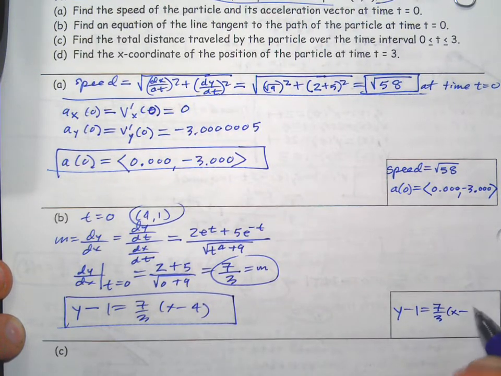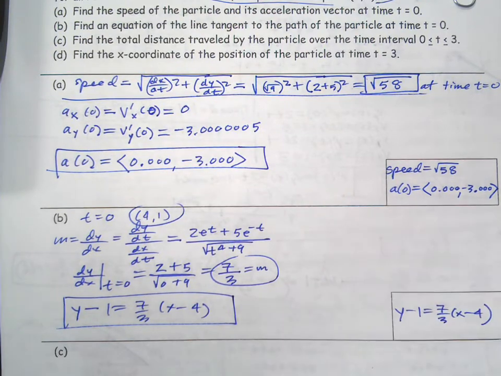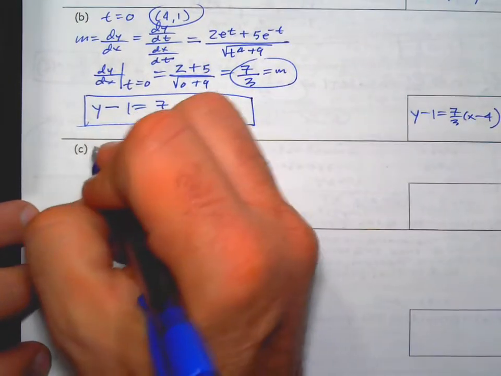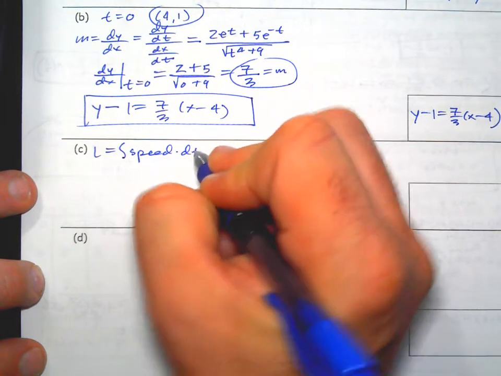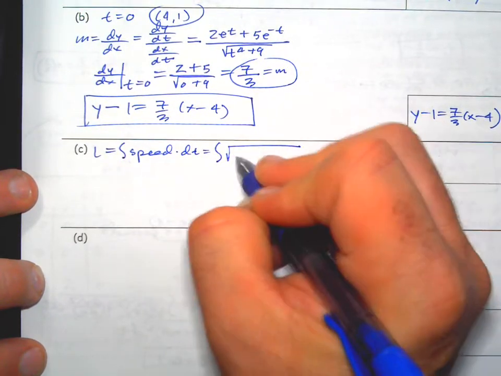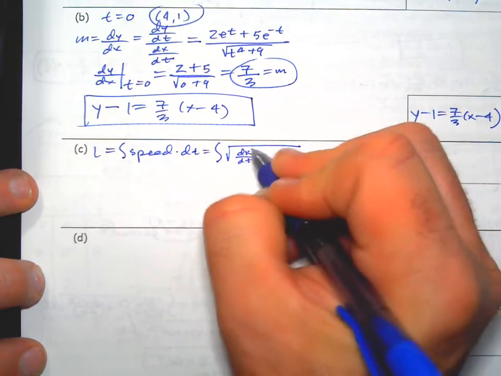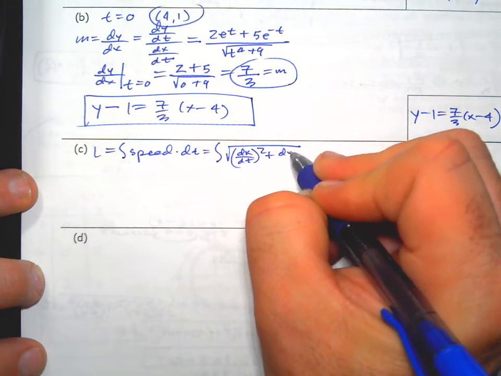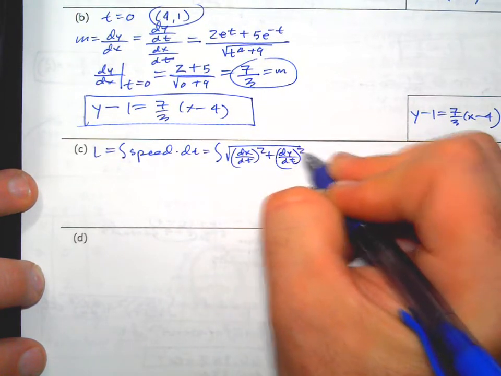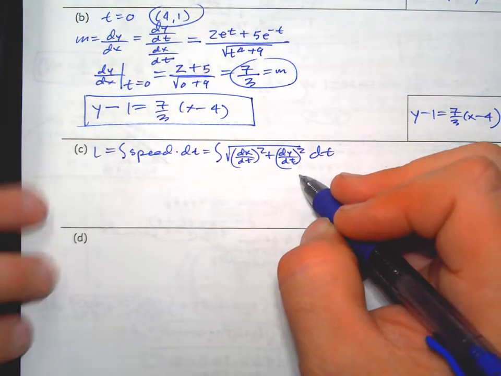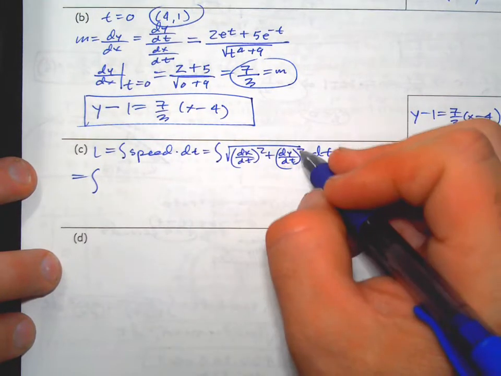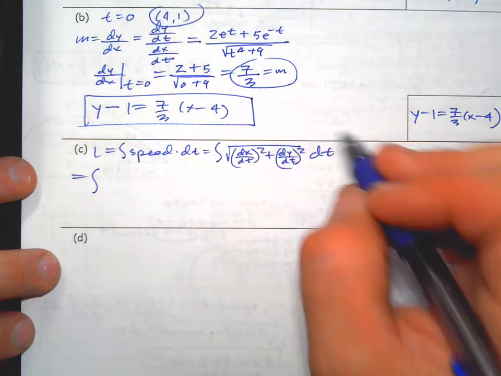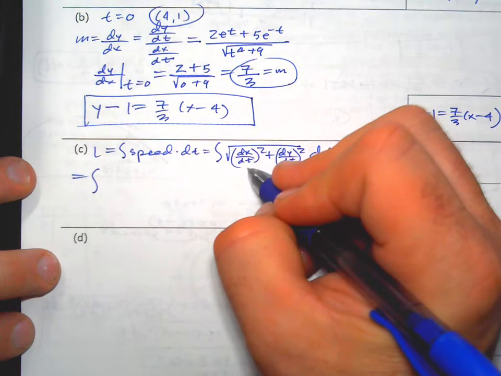It's quicker, fewer mistakes. Okay, C says find the total distance traveled by the particle. Total distance, so that's the integral of speed, right? Just the integral of the square root of (dx/dt) squared plus (dy/dt) squared dt. I need all the setup right here. This is good enough for setup, but it says between 0 and 3, so 0 to 3.